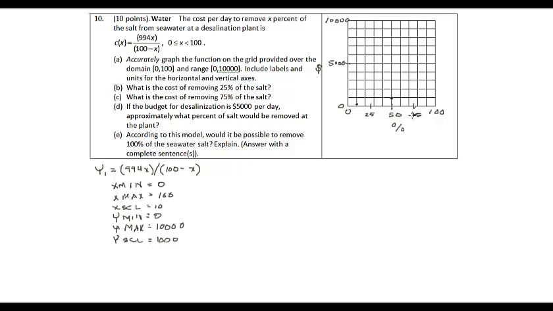So let's do these by hand, even though once you get this graphed on your calculator, you can use the value feature to find those immediately. That's quite all right, and I encourage you to do that. But C of 25 we can do by hand, and it would be 994 times 25 over, 100 minus 25 is 75.